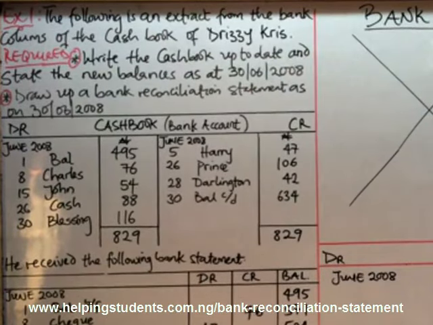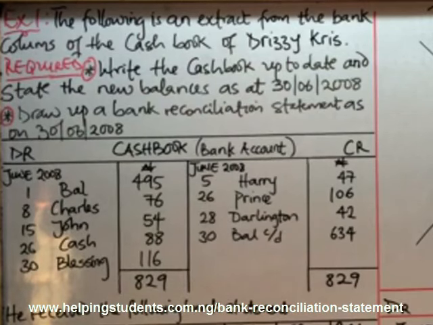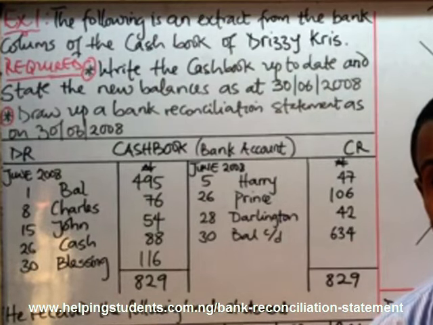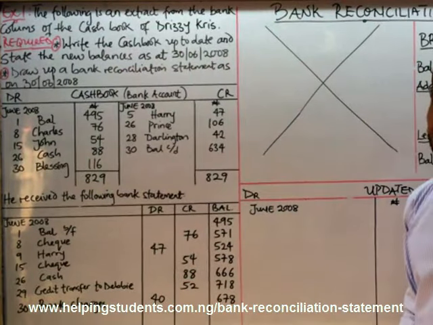The following is an extract from the bank columns of the cash book of Drizzy Chris. Required: write the cash book up to date and state the new balances as at 30th of June 2008. Draw up a bank reconciliation statement as on the 30th of June 2008. So this is the cash book and this is the bank statement.